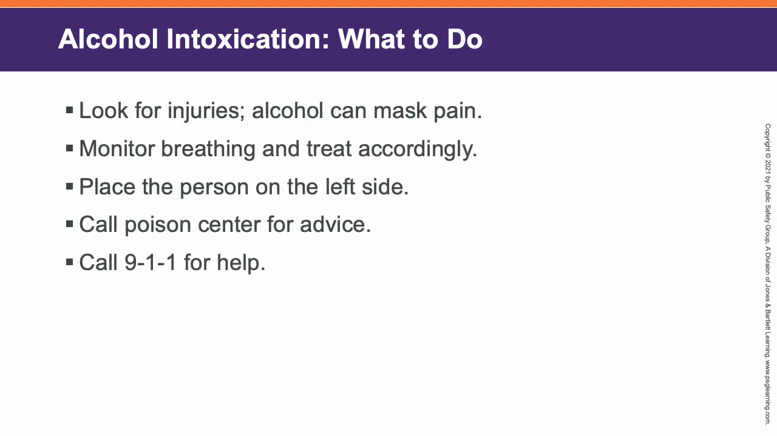As far as what to do, look for injuries that the person may have. Alcohol can kind of mask pain, so if they have an injury, they may not know it. Monitor their breathing and treat them as you would somebody who is having breathing difficulties, if they are. Put them on their left side. Again, this is an ingested poison, so we're going to try and slow down the intoxication process of the digestive system. Call Poison Center for advice, and then obviously call 911. Okay.